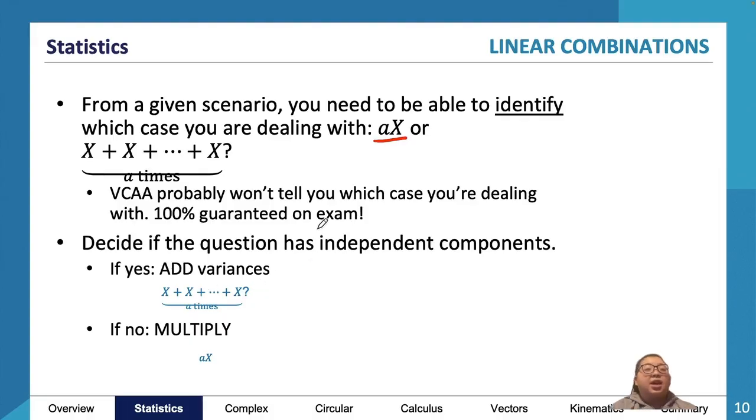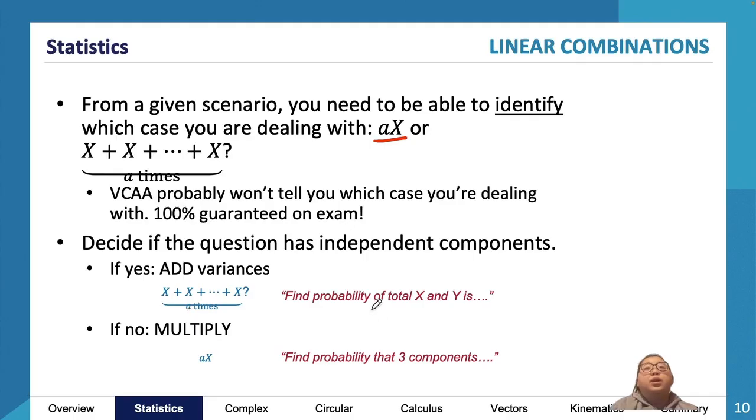So you want to decide if the question has individual components. As in, is it one individual thing and I'm just having multiple of them? And if that's the case, we want to add the variances together because they're separate variables. Or do we have one variable and then we're multiplying it a couple of times? And in that case, we'll just multiply it a couple of times.